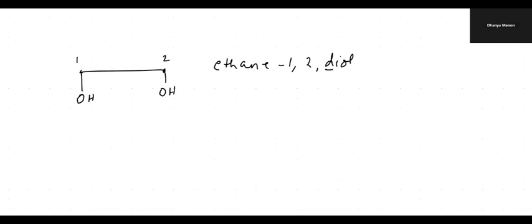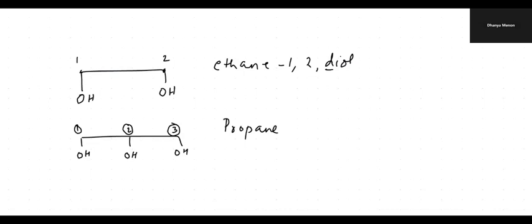Similarly, for 3 OH groups, numbering 1, 2, 3. From either side you can number, it's symmetric. So here the root word is propane, 1,2,3-triol, because there are 3 OH groups, right?